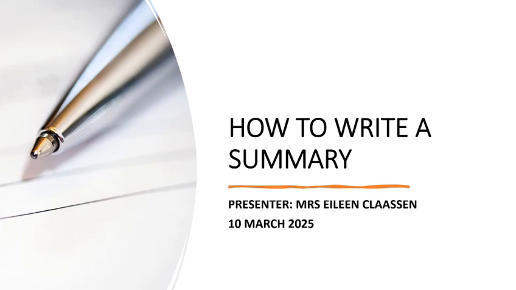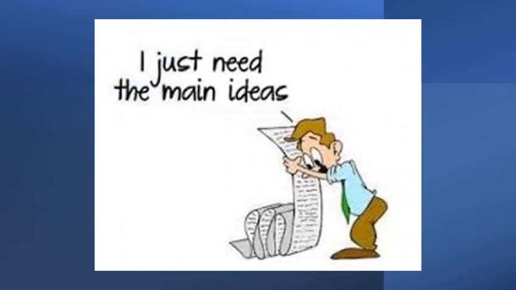Today we are going to look at how to write a summary. All right. The first thing that is important with a summary is you need the main ideas. That is why it is called a summary. You have a text, a longer text that you must make shorter by only taking out the most important ideas or the main ideas. All right.